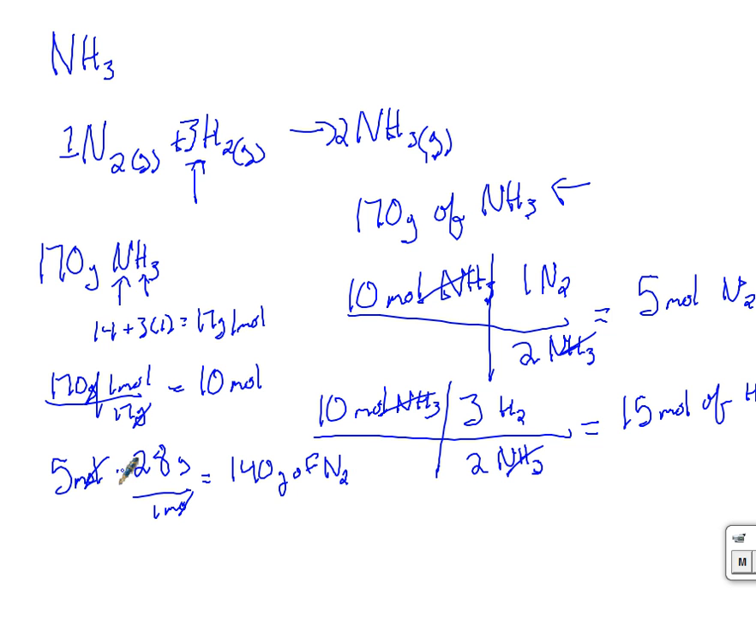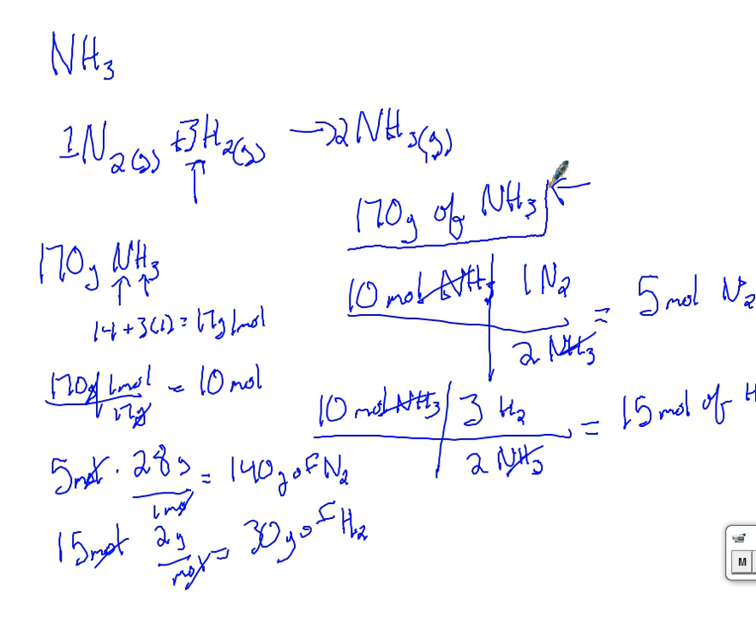And how much hydrogen do I need to start with? Well, if I have 15 moles of hydrogen, I know that hydrogen, H2, has a molar mass of 2 grams per mole. My moles cancel, and I have 30 grams of hydrogen. So in order to produce 170 grams of ammonia, we need to start with 140 grams of nitrogen and 30 grams of hydrogen. When we add those two together, we will get our quota of 170 grams of ammonia.